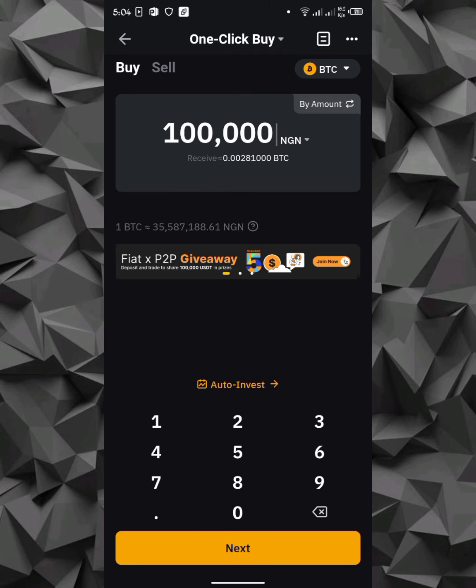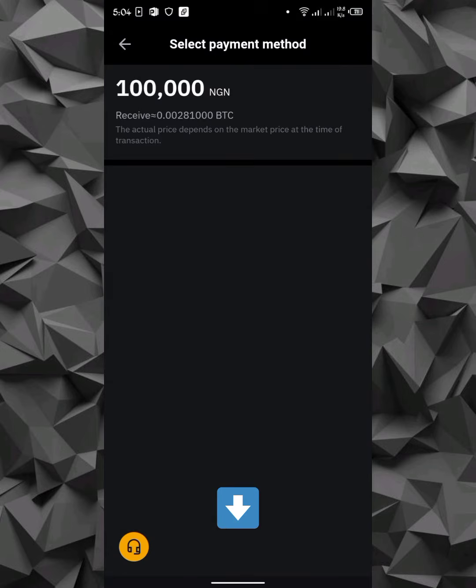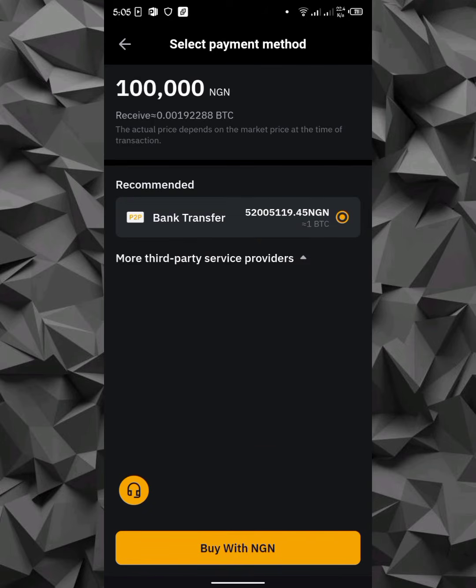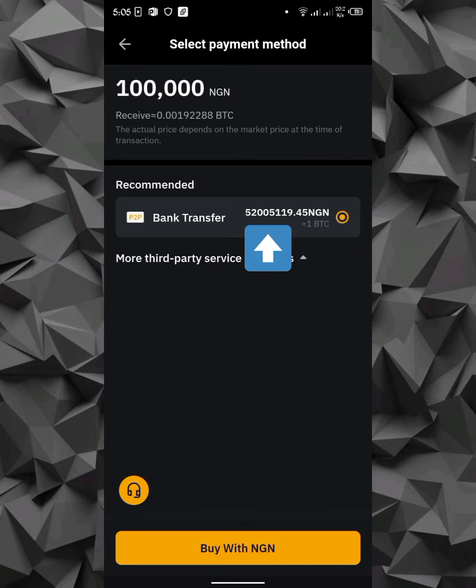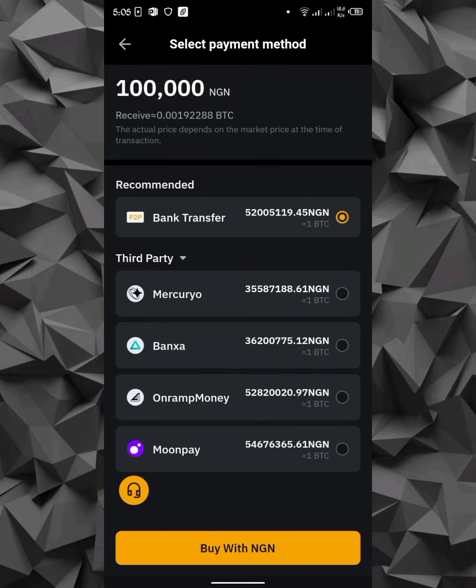So the next thing you just have to do now is to click on next, and once you've done that, it is going to be suggesting to pay with bank transfer, but you're not going to be paying with bank transfer. You can see the bank transfer rate now is about 52 million Naira, which is very high and you will not profit doing this. So we'll now click on this more third-party service providers. Once you click on this, you can now see the rate of 35 million.